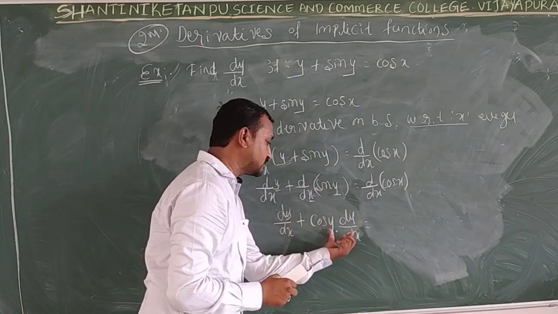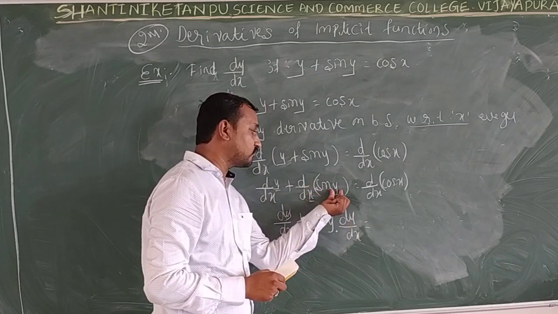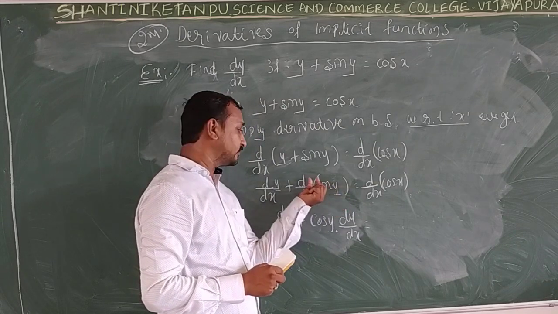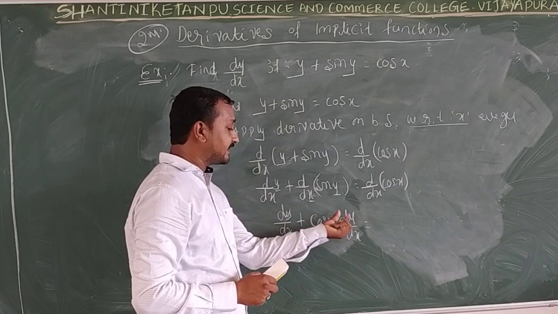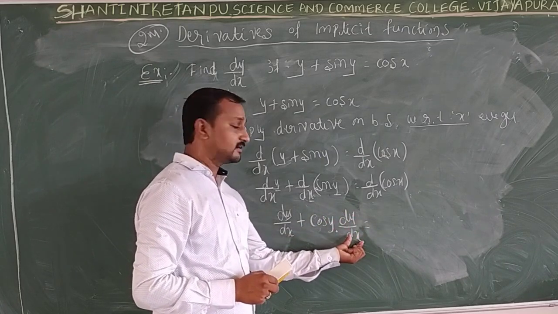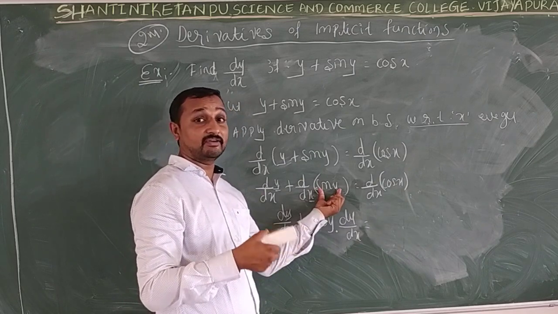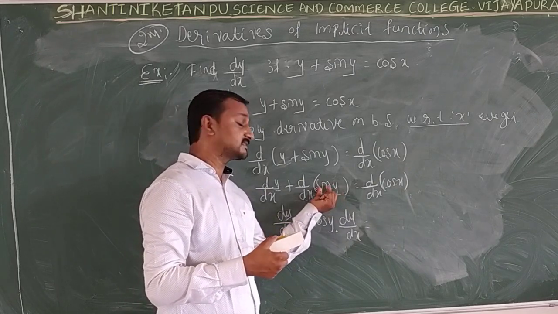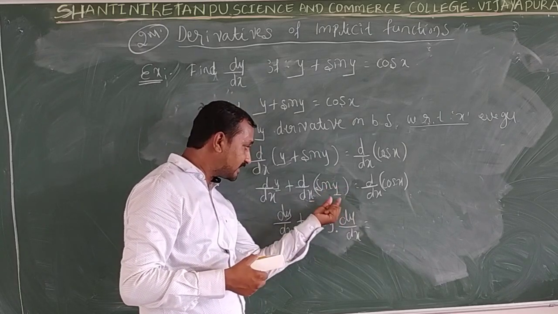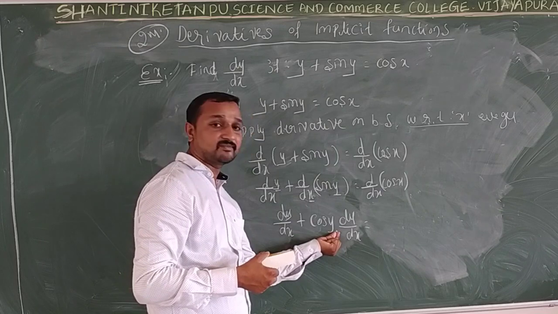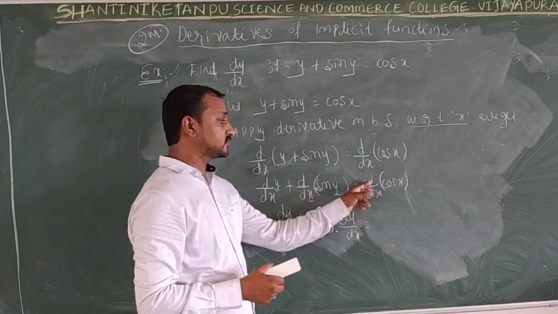Friends, this step is very important for you. When we differentiate a function of y with respect to x, then we write dy by dx. Is it clear? Already we know the formula for the derivative of sin x is cos x, but here the function is sin y, so the derivative of sin y is cos y, multiplied by dy by dx. Here there is no problem.